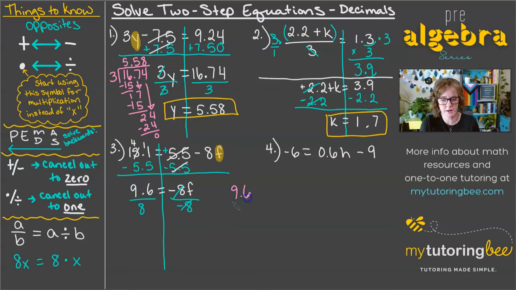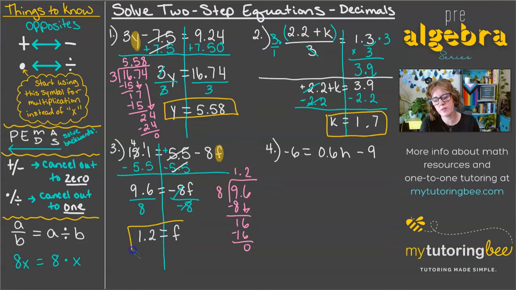I'm going to write it out here to the side. 8 can go into 9 one time. That gives us 8 with 1 left over. Drop down our 6. 8 can go into 16. Oh, I forgot to bring up my decimal. 2 times 8 is 16. All right, so that decimal ends there. So we get 1.2 equals f. So that is our solution for that third problem.